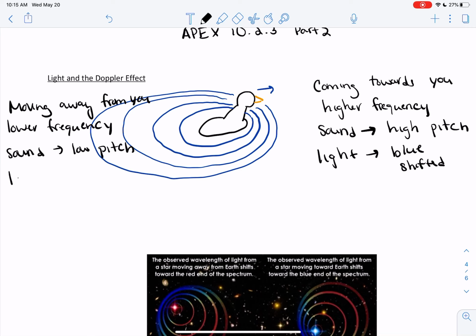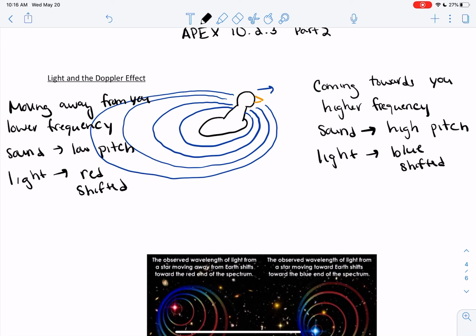If something that is emitting light is moving away from you, it's going to have a lower frequency and it's going to be more red. So we say it is red shifted, okay? And again, it doesn't necessarily have to be a red colored object, it's just the frequency is shifted towards the red end of the spectrum, okay?